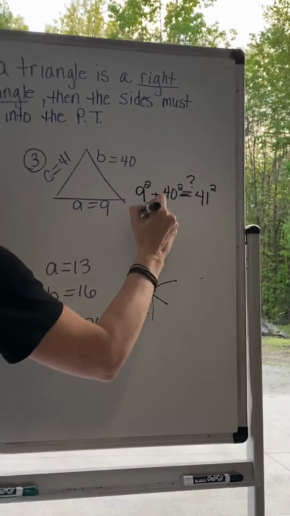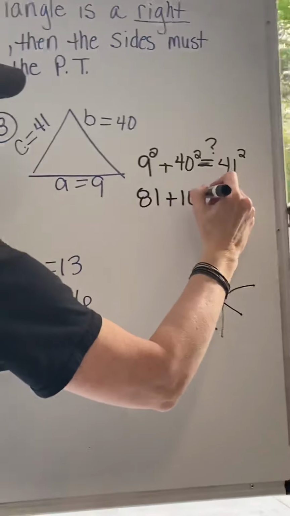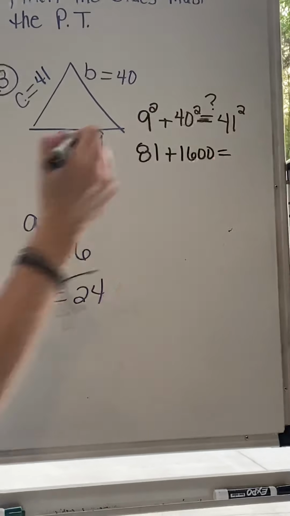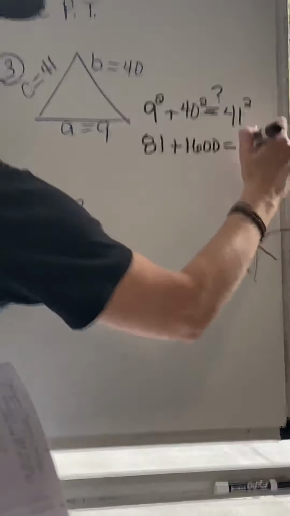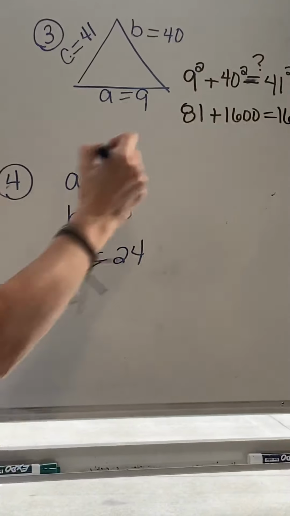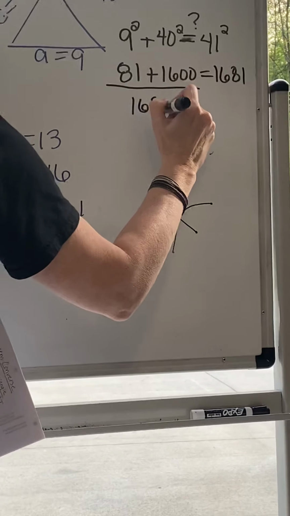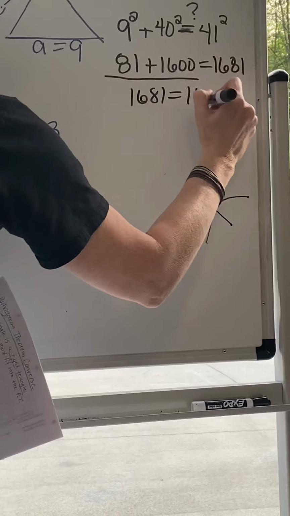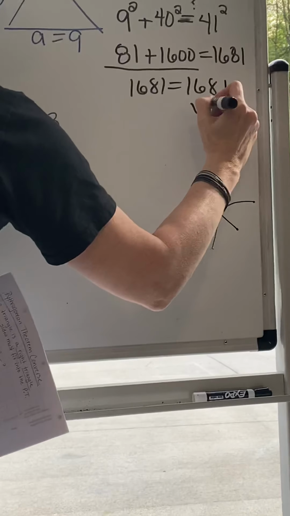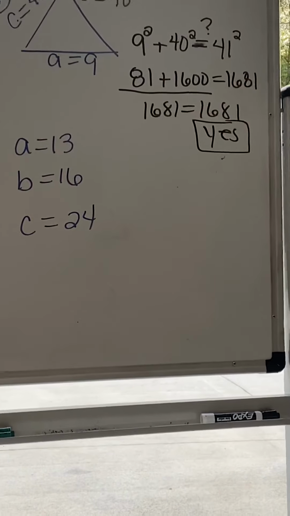9 squared is 81. 40 squared is 1,600. And 41 squared is 1,681. If you add those two together, that is 1,681, and that does equal 1,681. So this is yes.